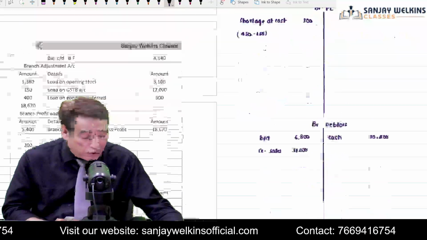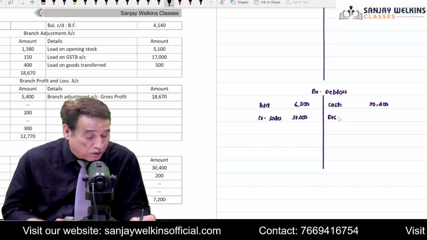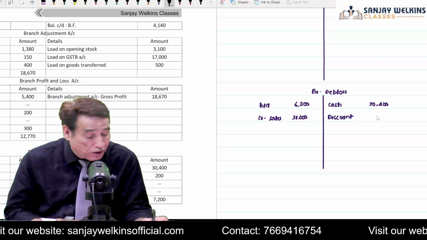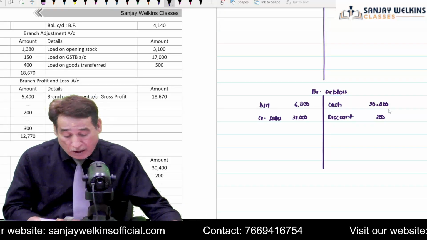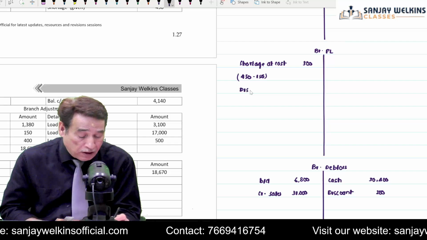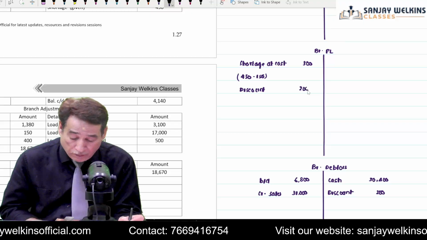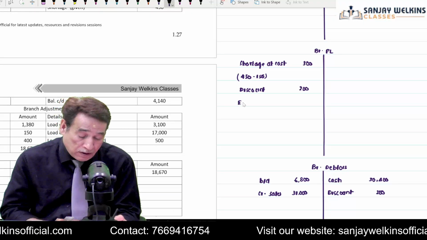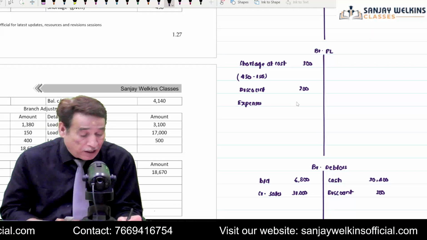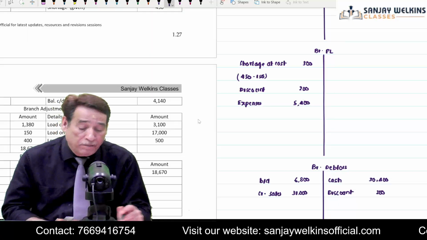Discount allowed to customer. First, you are going to write it on the credit side of the debtors account. Amount of discount given to you is 200. So you will write here 200, and then you are going to write here discount in the P&L account also. Amount of discount is 200. After that, we are being given expenses. So we will write the amount of expenses, that is equal to 5,400. 5,400 total expenses. So this is the question.